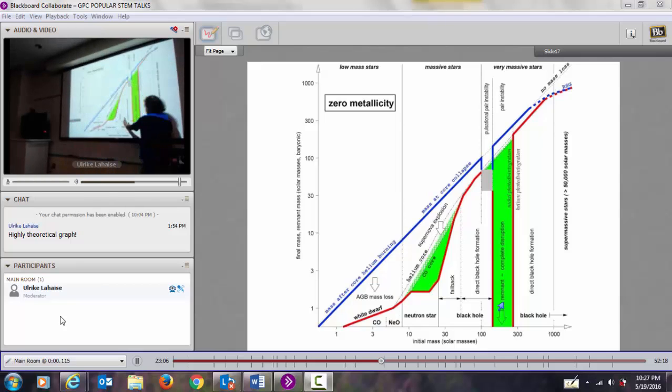So if that's true, and if the first generation stars included a lot of those, then there was a very large production of elements and a very large production of black holes, very quickly, early in the history of the universe.